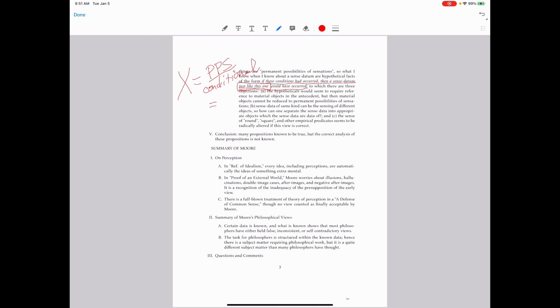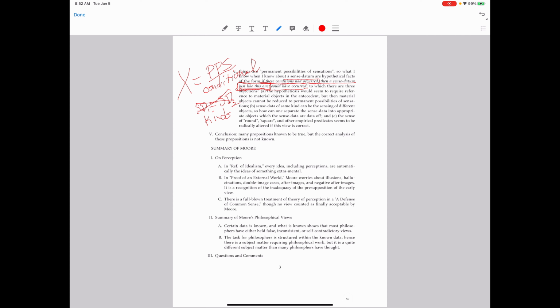It's not a strict identity between one sense datum and another sense datum, because no two different sense data are identical with each other. So you can't say that. "Just like this one" has to be a remark about kinds of sense data. You'd have the same kind of sense datum.